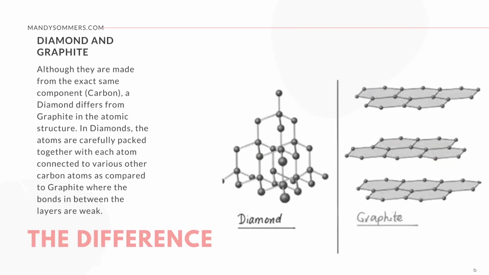So in diamonds, the atoms are carefully packed together, with each atom connecting to various other carbon atoms, as compared to graphite, where the bonds between the layers are super weak. And so for a diamond, they bind together and support one another, whereas graphite doesn't do that same thing. They kind of flatten out.